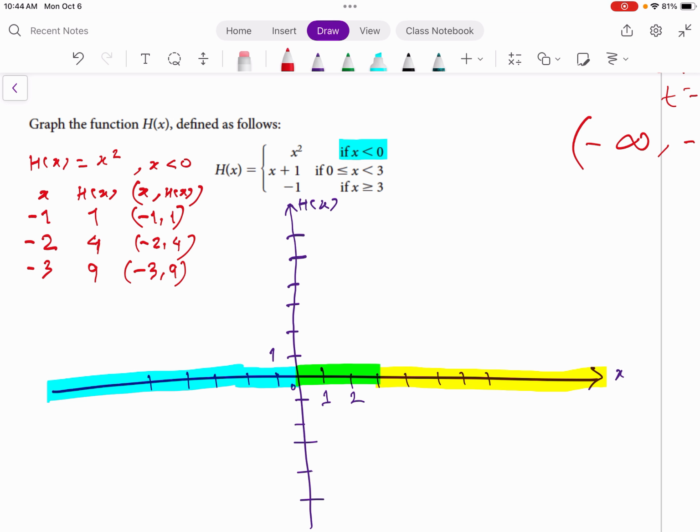Now let's plot these points on the blue region here. Negative 1, positive 1. So negative 1 is here, positive 1 is here. So we have this point here. Negative 2, 4: negative 2, then 1, 2, 3, 4. This is negative 2, 4. Negative 3, 9. Negative 3 is here, and 1, 2, 3, 4, 5, 6, 7, 8, 9, somewhere here. Okay. Now we connect this graph.